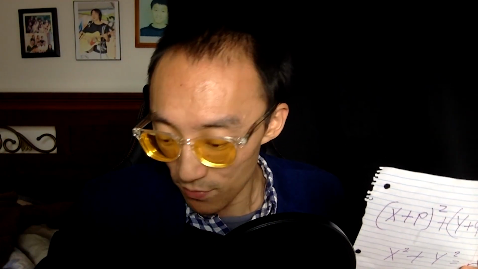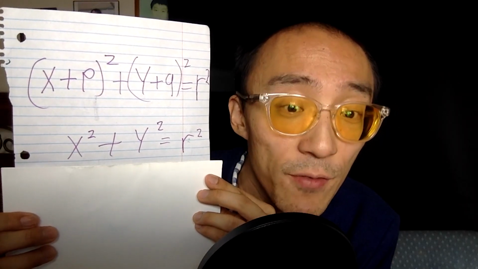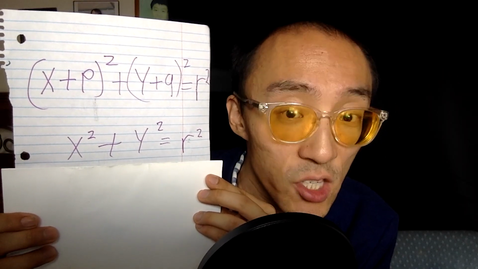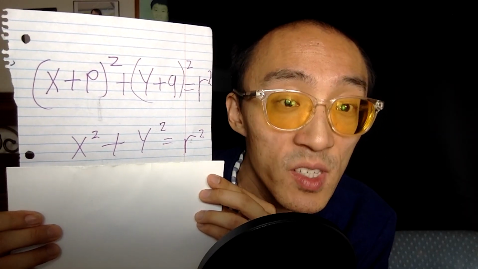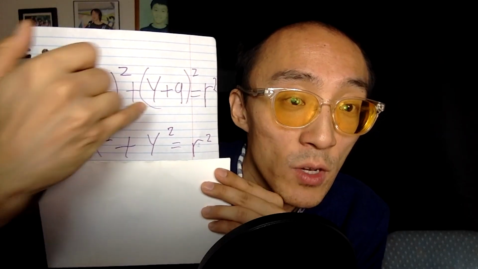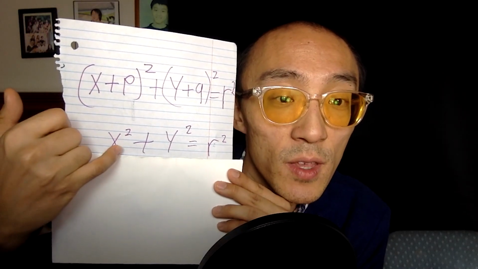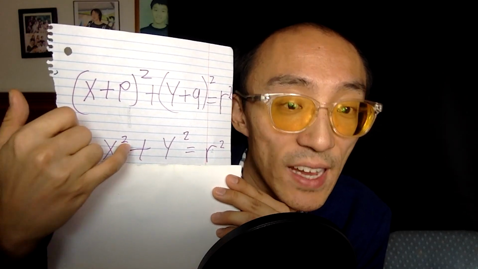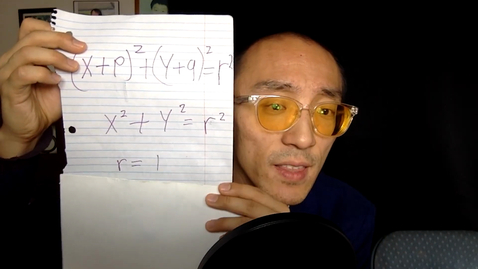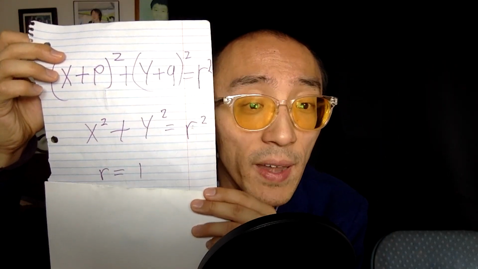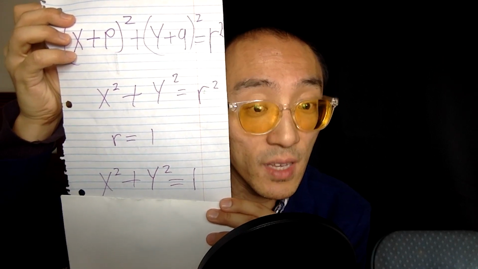Let's start deriving this formula. The first thing to know is if the circle is in the center, so if its origin is at 0, 0, then we don't have a p value and we don't have a q value. So the equation for the circle then is just x squared plus y squared equals the radius squared. If we set the radius equal to 1, then we get x squared plus y squared equals 1.